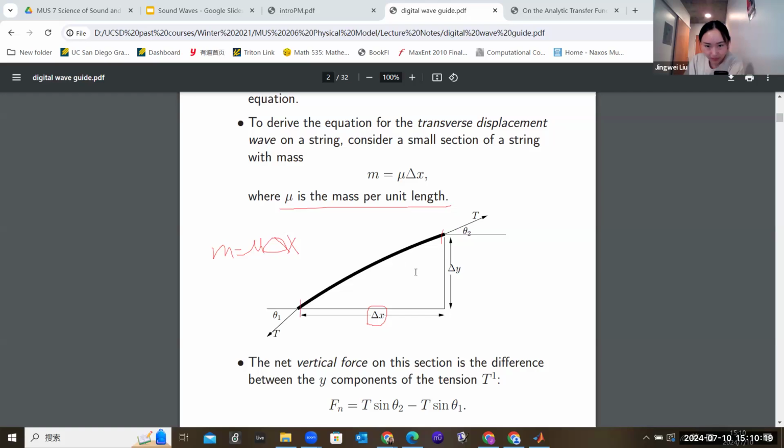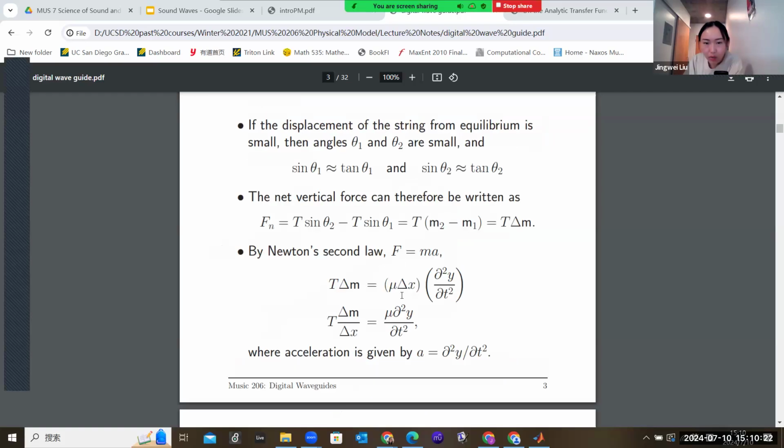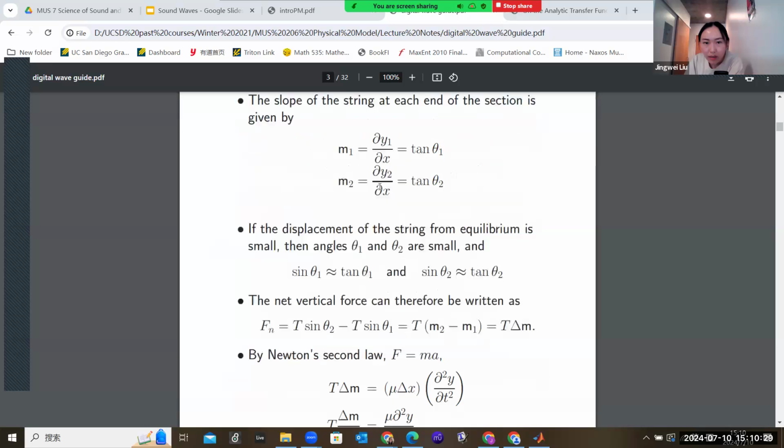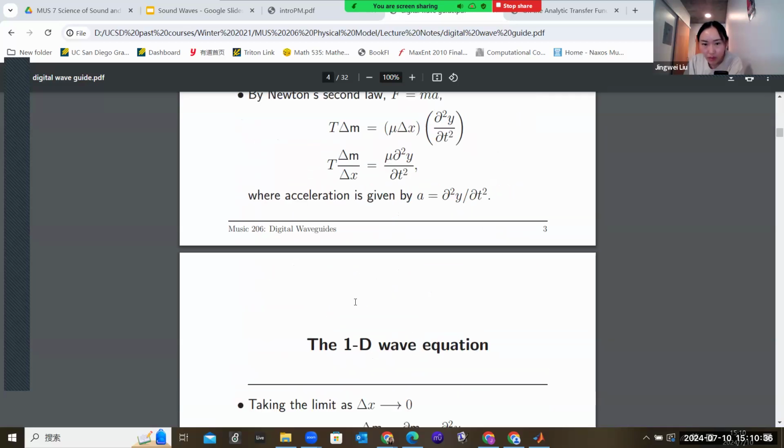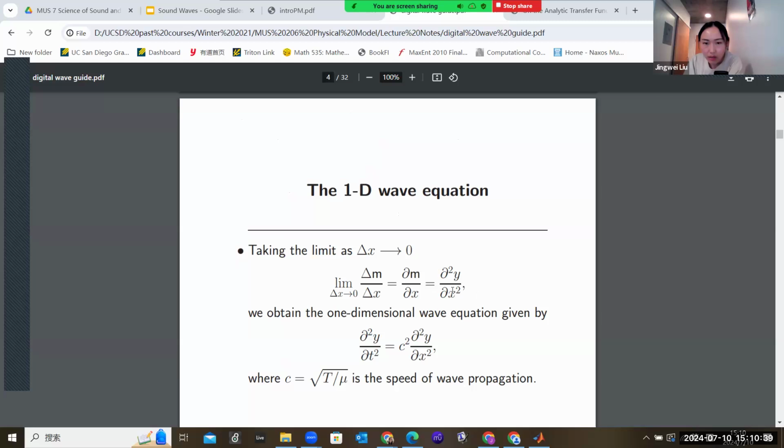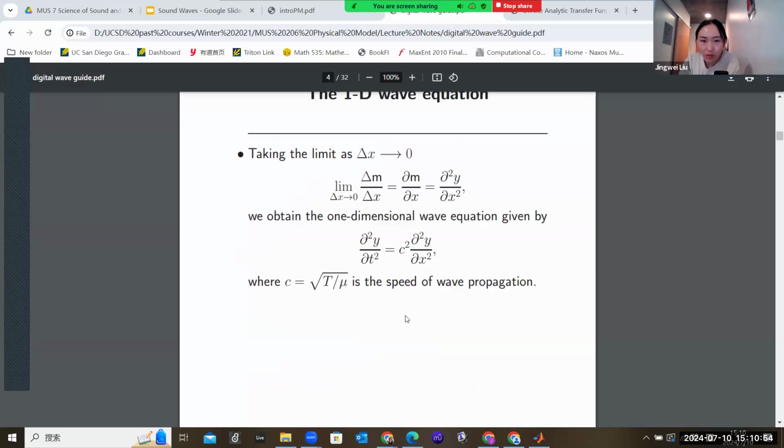Okay. So this is m, and when you take dx and move it to the left, you get this expression. Because delta m is the difference of the first derivative, this gives you the second derivative. You take the limit, and it gives you the second derivative of y over x, and here is the acceleration. This is a more precise, more standard way to derive the wave equation.